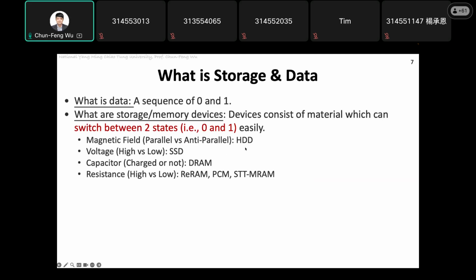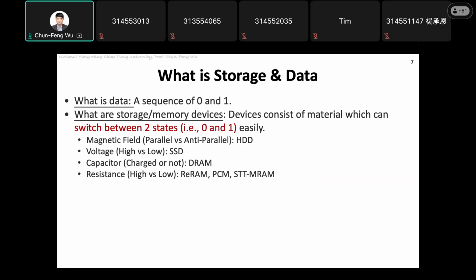For example, for hard disk drive, it actually depends on the magnetic field. So this is ferromagnetic or anti-ferromagnetic, which means the data is represented by 0 or 1. And for SSD, it is about the voltage level. Is this a high voltage level or a low voltage level? So it can represent data 0 and 1.